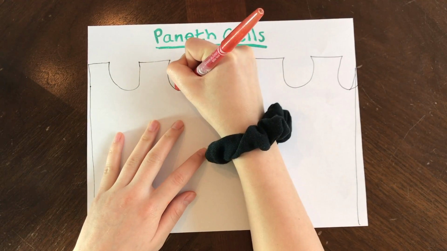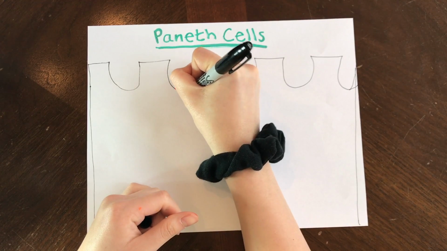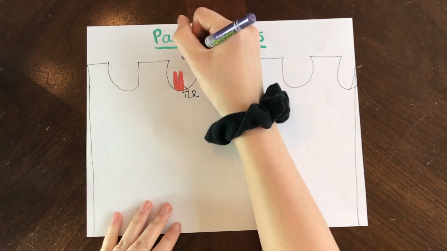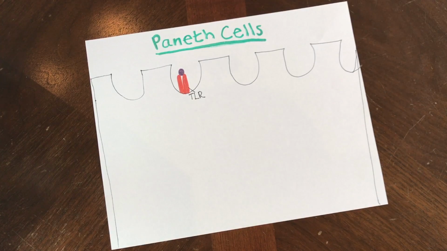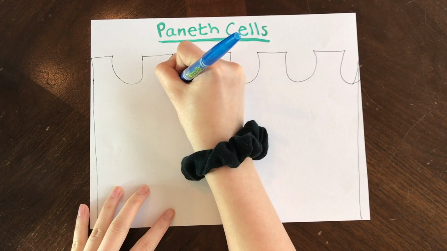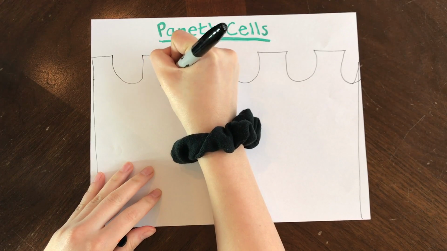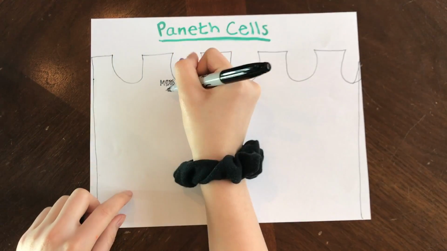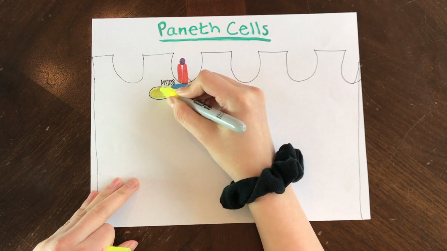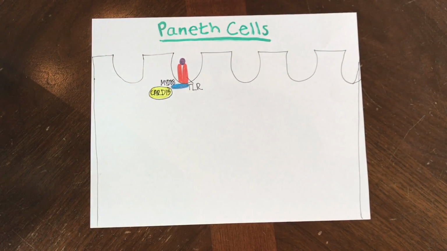Paneth cells have a receptor protein called toll-like receptors, or TLR for short. When a bacteria, which is shown in purple, binds to the TLR, a protein known as MyD88 that is connected to the TLR is activated and the reception turns to transduction. The MyD88 protein binds to a CARD15 protein, which is being colored yellow.